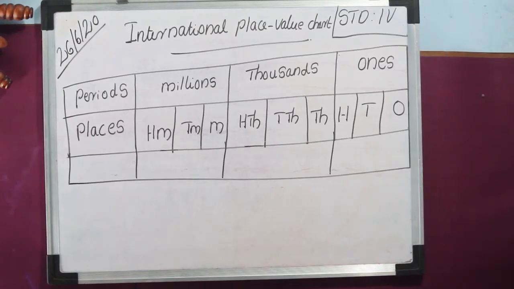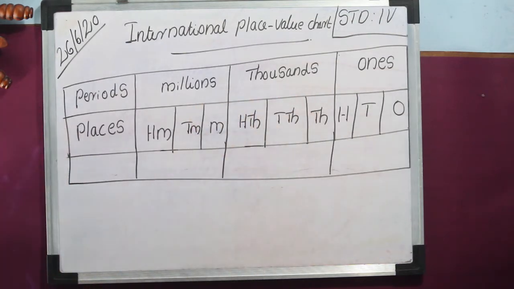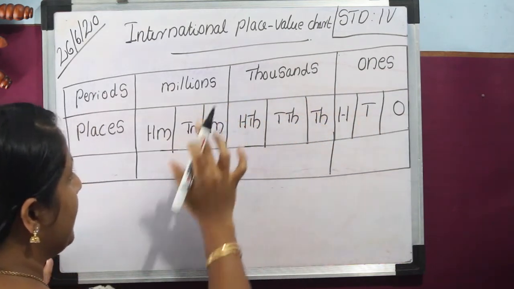Hi students, today we will learn how to insert commas, and read and write larger numbers according to the International Place Value Chart. Periods of the International Place Value Chart are ones, thousand and millions.